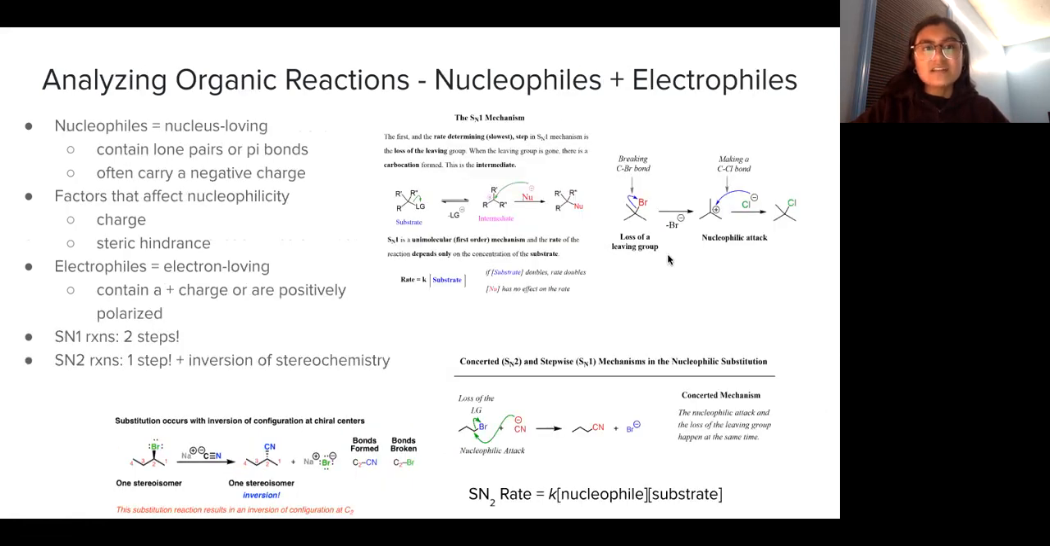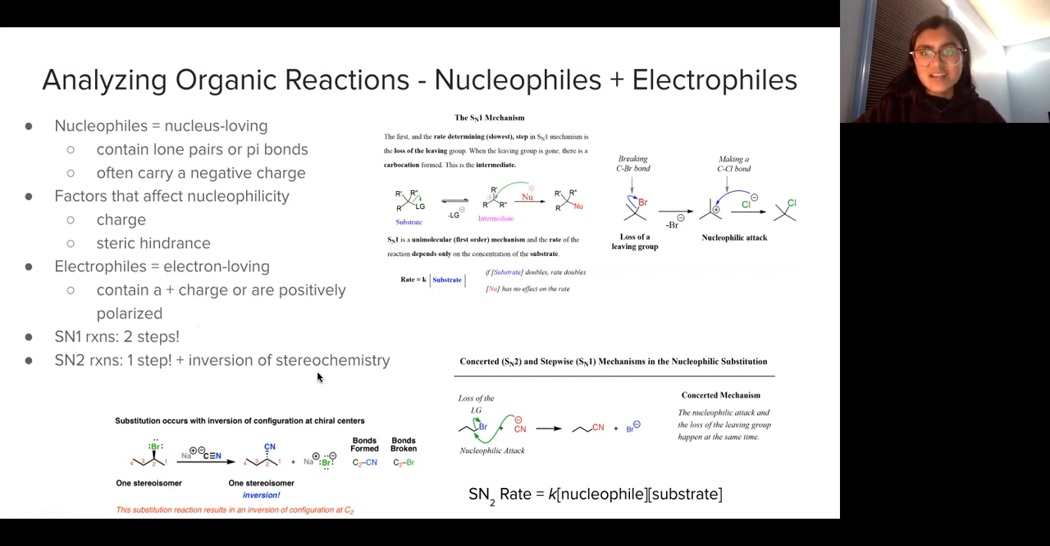All right, nucleophiles and electrophiles. So nucleophiles are, quote, nucleus loving. These will contain lone pairs or pi bonds, and they often carry a negative charge. Factors that affect it will be how much charge it has, as well as steric hindrance. On the other hand, electrophiles are, well, electron loving. So they'll likely contain a positive charge or will be positively polarized.